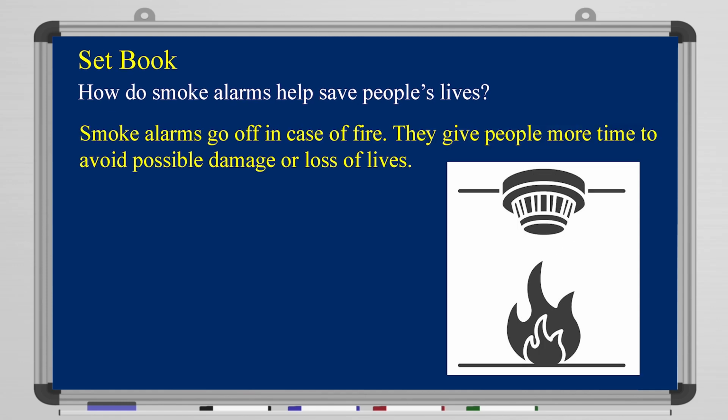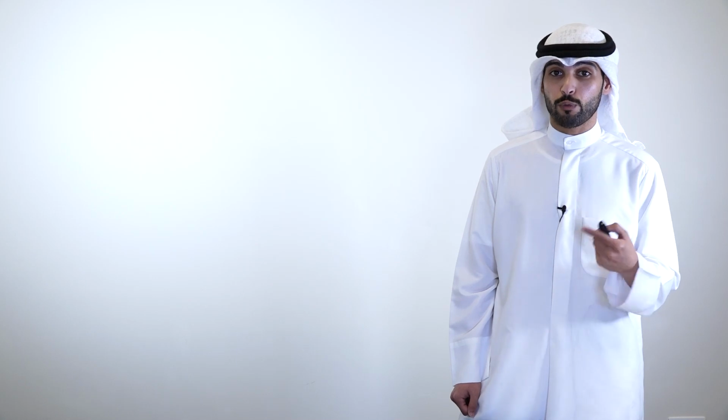So, smoke alarms go off in case of fire. They give people more time to avoid possible damage or loss of lives. So we have to put these smoke alarms in a place where they can be heard and also not go off every time we do something. For example, we can't use them in the kitchen because if we do so, it will go off every time we cook something. So we should know where to install the smoke alarm to help us.